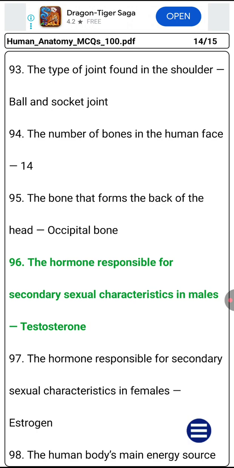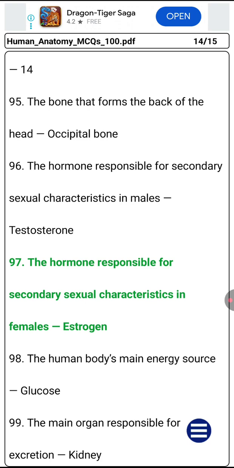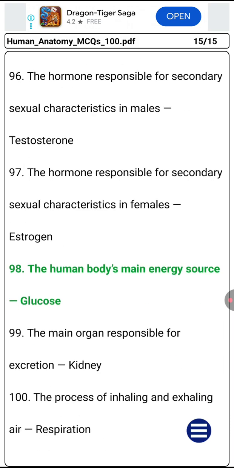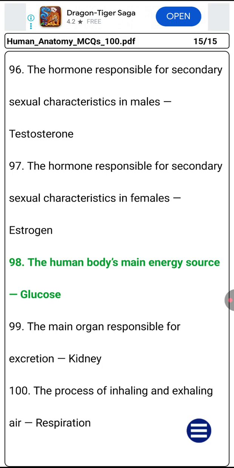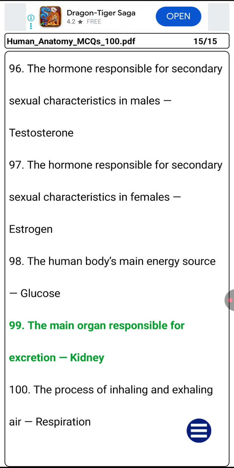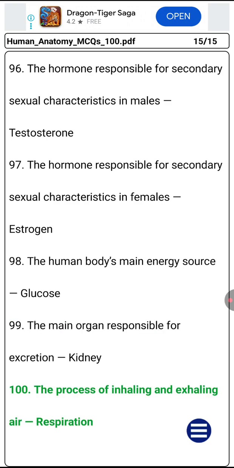96. The hormone responsible for secondary sexual characteristics in males, testosterone. 97. The hormone responsible for secondary sexual characteristics in females, estrogen. 98. The human body's main energy source, glucose. 99. The main organ responsible for excretion, kidney. 100. The process of inhaling and exhaling air, respiration.